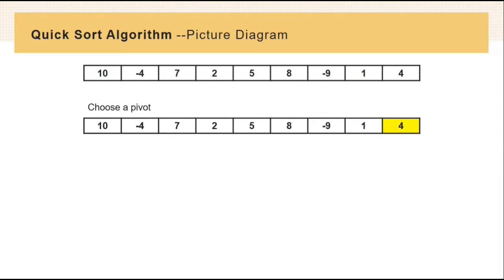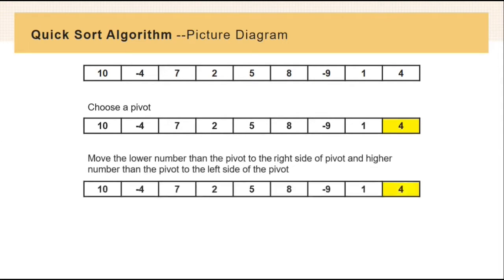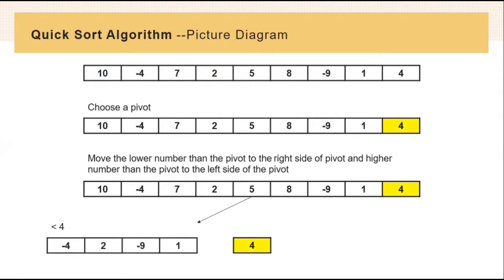After choosing a pivot, we need to divide the numbers by moving the lower numbers than the pivot to the right side of the pivot and higher numbers to the left side. So we put 4 in the middle, and at the right side we put the lower numbers, which are -4, 2, -9, and 1. Next, on the left side, we put the higher numbers, which are 10, 7, 5, and 8. As you can see, the numbers on the right and left side are yet to be sorted.